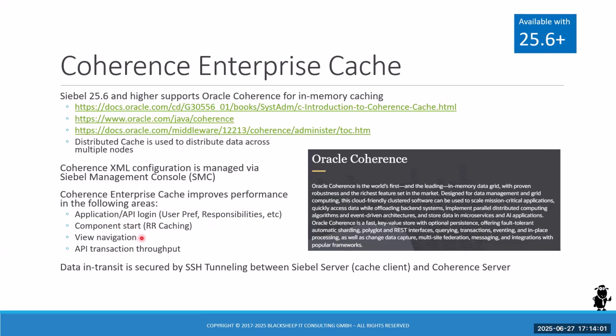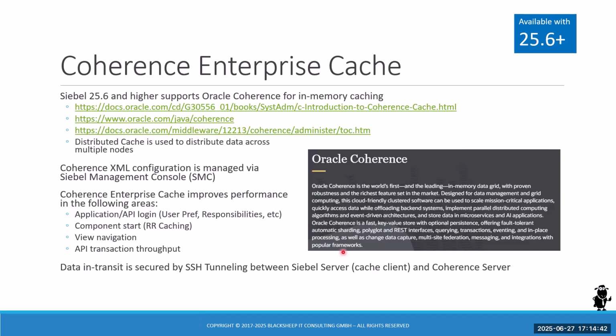Also, Oracle mentions in the bookshelf guide view navigation being faster, since many times view navigation triggers an RR lookup, a runtime repository lookup, and the API transaction throughput is also reported to be higher. This is optional, so it's not implemented by default. You have to enable it, and there's a guide in bookshelf on how to do it. There's also a TOI provided by Oracle, and I'm also actively working on a new course module.